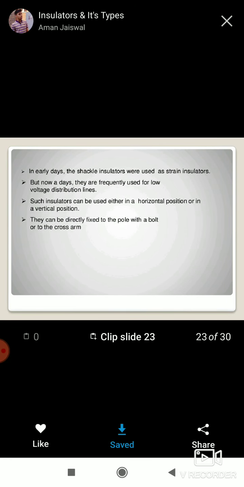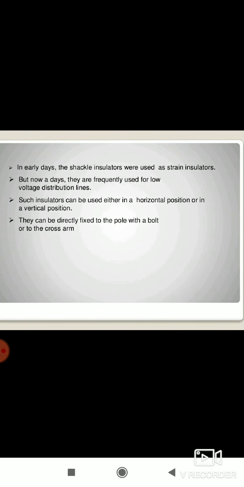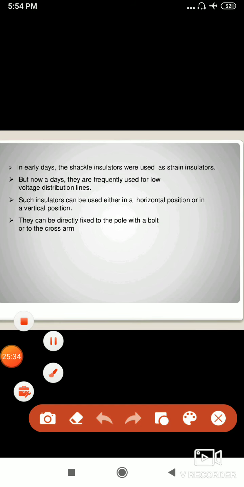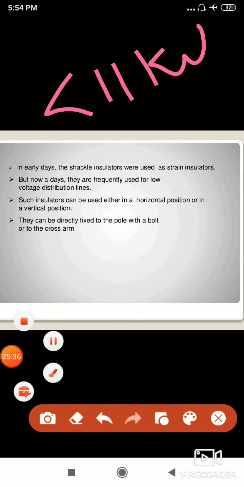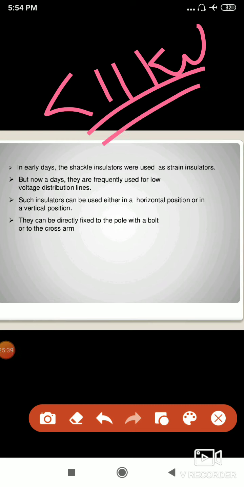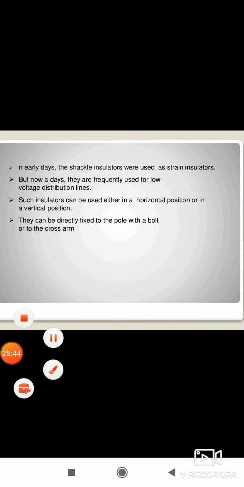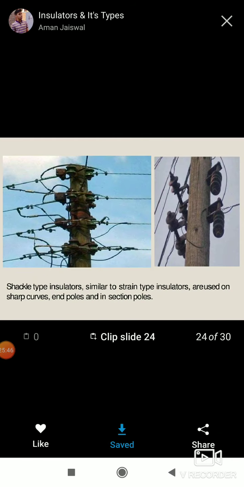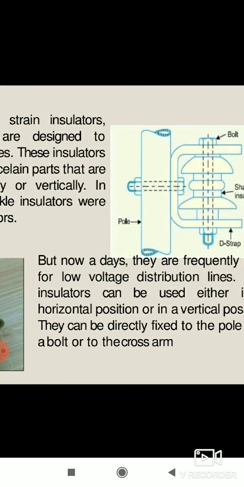What is meant by shackle insulator? In early days, the shackle insulator was used as a strain insulator, right? I said earlier, less than 11 kV, your strain insulators we can call shackle insulators. So for low voltage distribution, that means less than 11 kV, we are using these type of shackle insulators, right? This can be used either horizontally or vertically. This can be fixed to the pole. How the shackle insulator looks like, this is the shackle insulator.